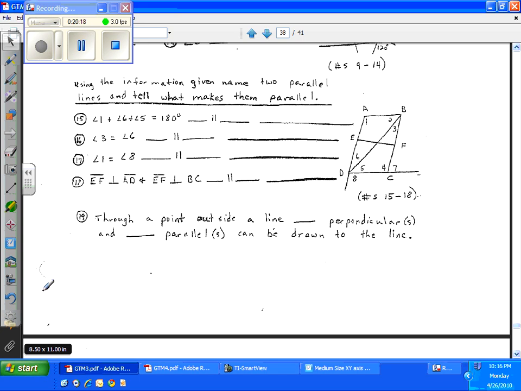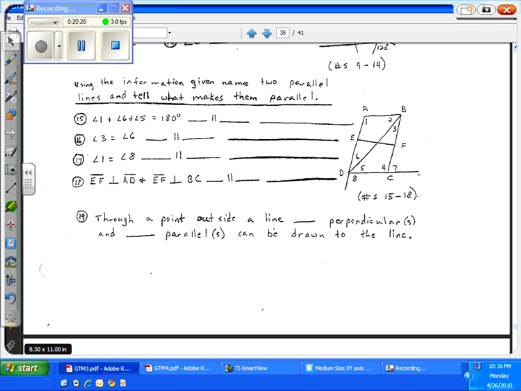And then it says EF is perpendicular to AD. Perpendicular lines are two lines that intersect to form equal adjacent 90-degree angles. So it's telling us that those are equal adjacent 90. It says EF is perpendicular to BC. Perpendicular lines are two lines that intersect to form equal adjacent 90-degree angles. Now this thing in the middle is called a transversal.